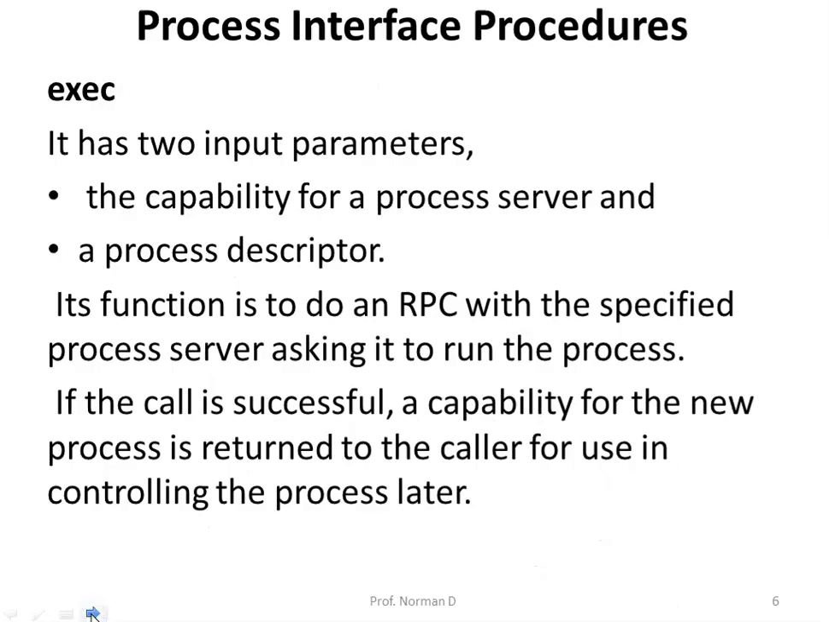Now, the process interface procedures. The first interface procedure is exec. It has two input parameters: first, the capability of a process server, and second, a process descriptor. Its function is to do an RPC with the specified process server asking it to run the process. If the call is successful, a capability for the new process is returned to the caller for use in controlling the process later.